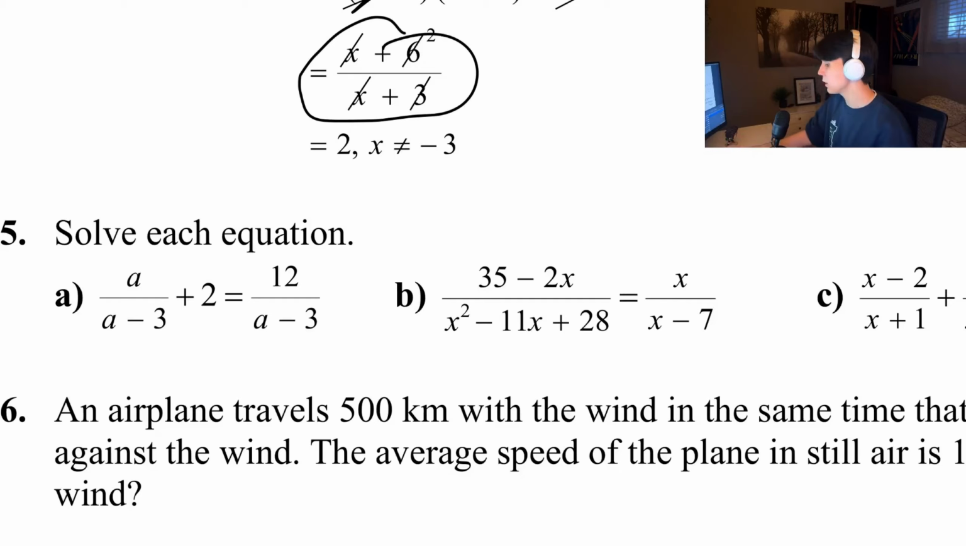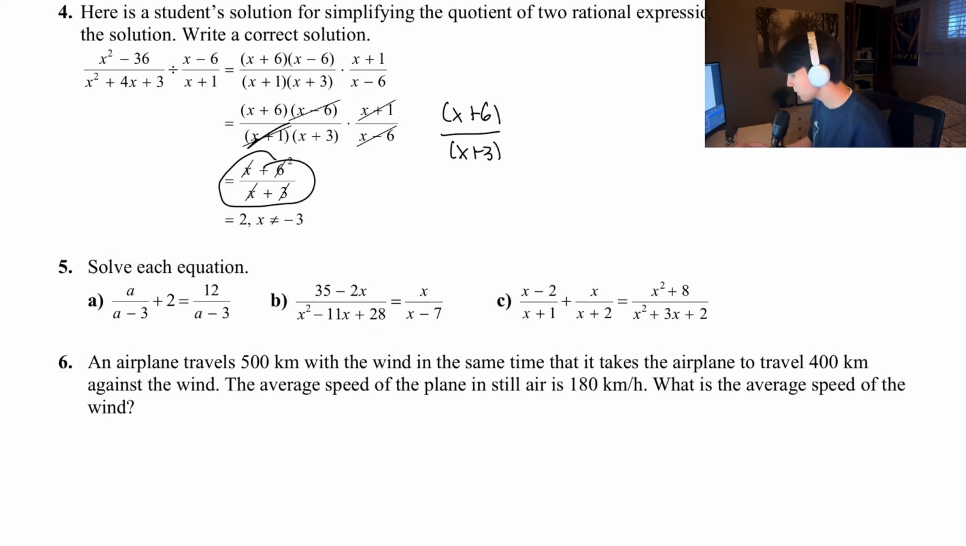Alrighty, question number 6. So this one's a bit tricky. We have an airplane that travels 500 kilometers with the wind in the same time that it takes an airplane to travel 400 kilometers against the wind. The average speed of the plane in still air is 180 kilometers. What is the average speed of the wind?